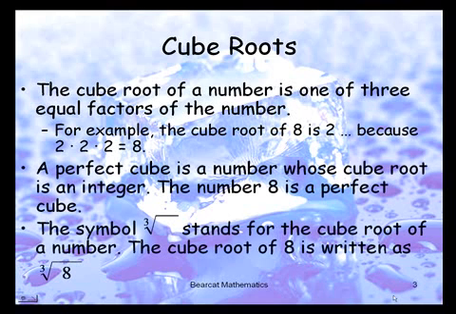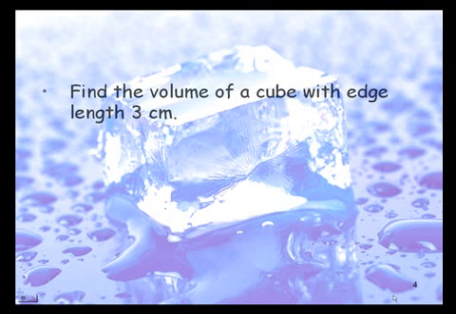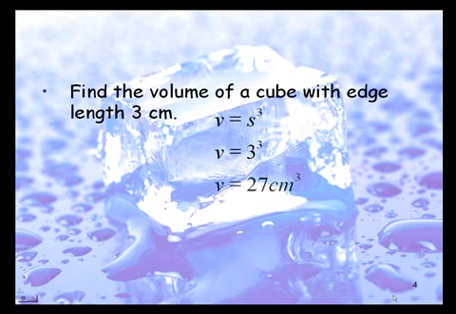The symbol, the little 3 outside of a root symbol, stands for the cube root of a number. The cube root of 8 is written as the cube root of 8. Find the volume of a cube with edge length 3 centimeters. That's a problem we're going to try here. We know the volume of any cube is equal to the side cubed. So we should be able to cube root both sides. Actually, no, we've got 3 centimeters, so 3 cubed. The volume would just be 3 times 3 times 3, or 27 cubic centimeters.